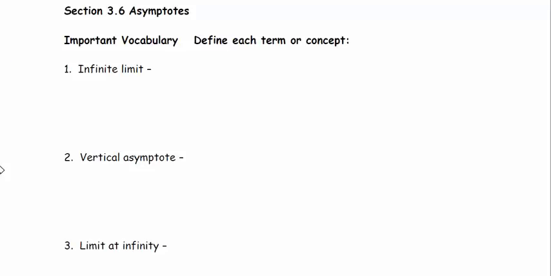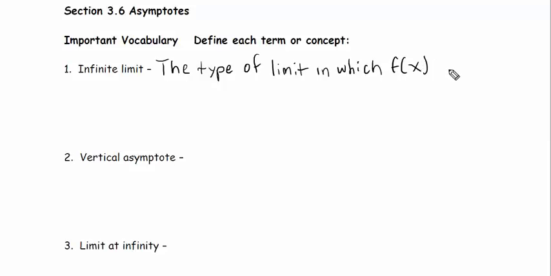In this video, we're going to do section 3.6, asymptotes. So let's get started with our first definition here, infinite limit. An infinite limit is the type of limit in which f of x, that's some function that we're looking at, approaches infinity or negative infinity.